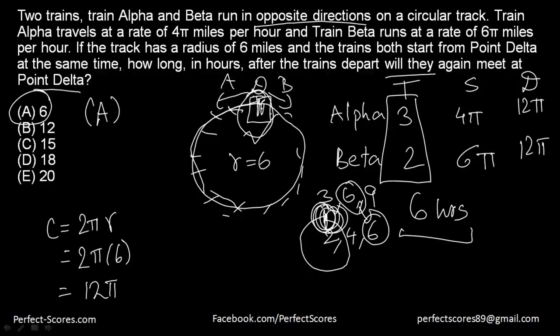So the cars actually start from here, and they travel at the rates of 4 pi per hour and 6 pi per hour. So the time taken for train alpha to cover the whole distance is 3, and the time taken for train beta to cover the whole distance is 2. The time when they both meet right at this point is the LCM of these 2 numbers, which is equivalent to 6 hours, right? So I suppose everyone has understood this question. So let's move to the next one.